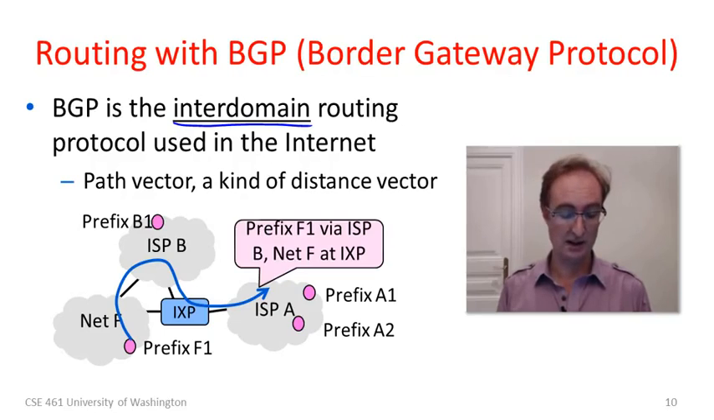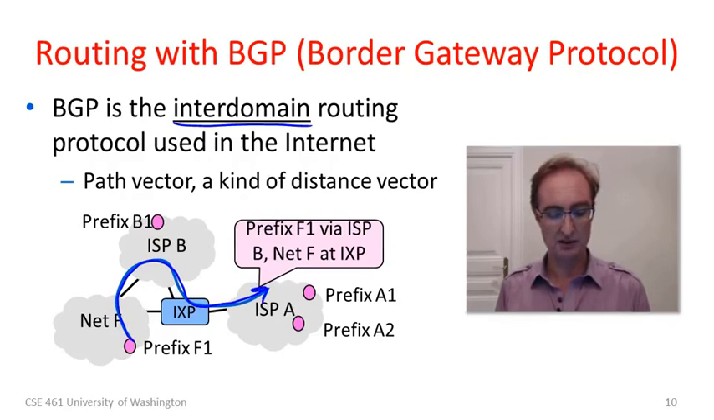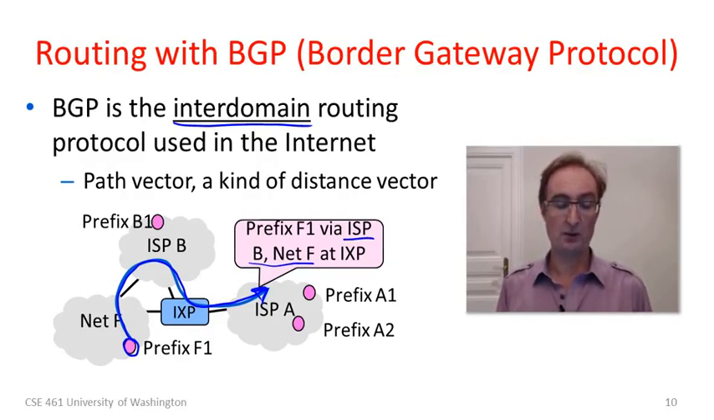What's happening here, this blue line represents a routing announcement that's going through the network. And if this were a distance vector protocol, we would carry on this announcement the destination, that's the prefix F1, and a distance to reach it, as well as a next hop, like the ISP. The IXP would be the next hop. Since this is a path vector protocol, we're going to carry the destination, the next hop, and also the path instead of a distance. The path here is you go via ISP B and then network F to reach prefix F1 from ISP A.